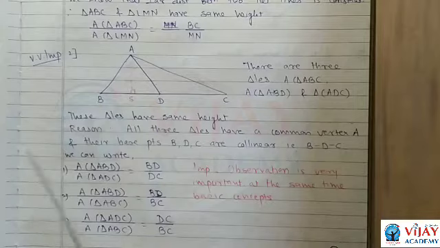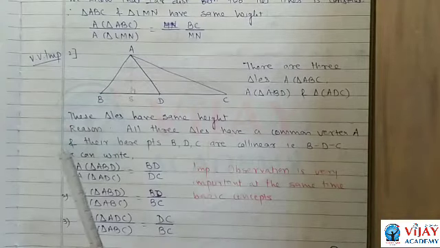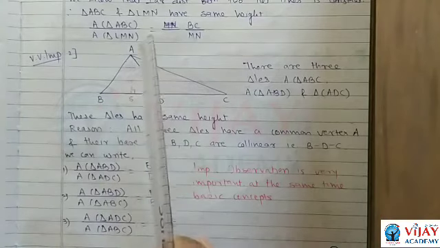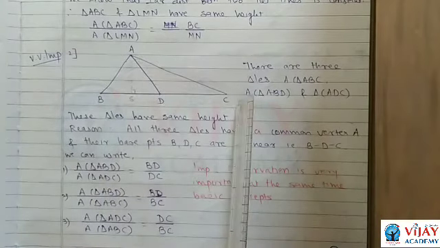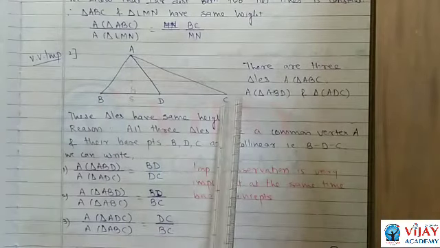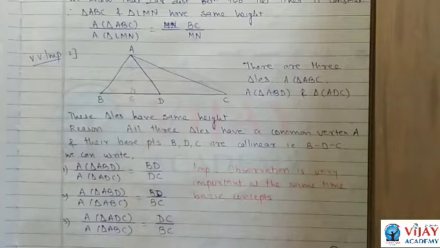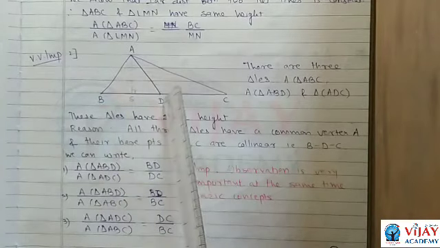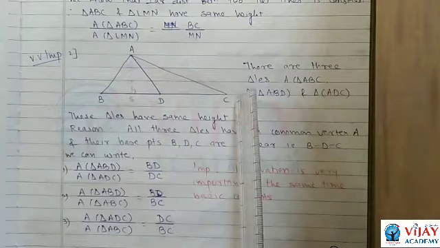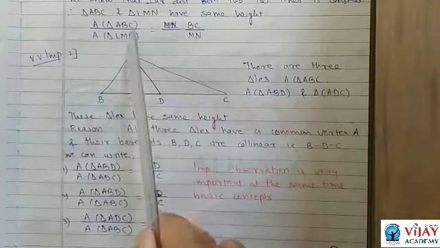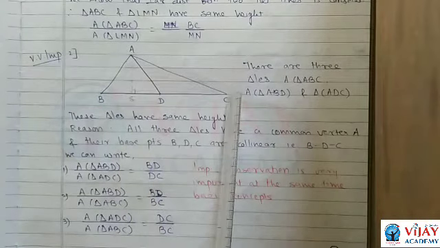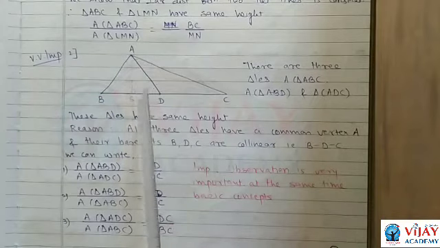And when such a condition occurs, all three triangles have the same height. If we take AS perpendicular to BC, AS acts as the height for all three triangles. ABD is an acute angle triangle, ADC is an obtuse angle triangle, so their altitude is outside the triangle, and ABC is also an acute angle triangle, so its altitude is inside the triangle.